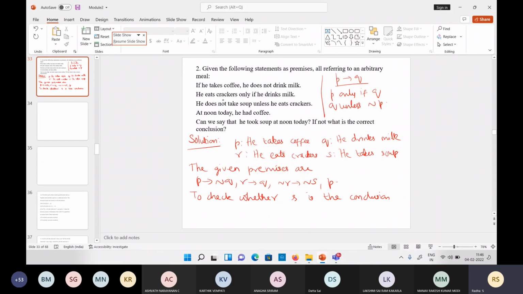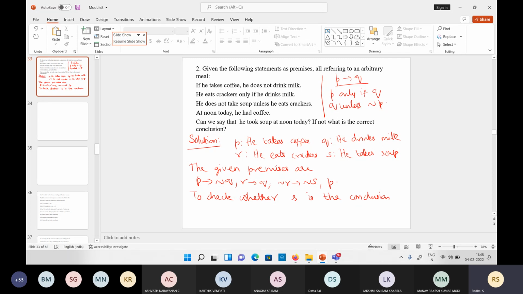So what is he eats crackers? It is R. If he drinks milk, Q. So it should be R tends to Q. Second statement. Yesterday, I think we have written it as Q tends to R. It should be R tends to Q, right? So that's why I referred to that again. Then third statement, you have to remember this.